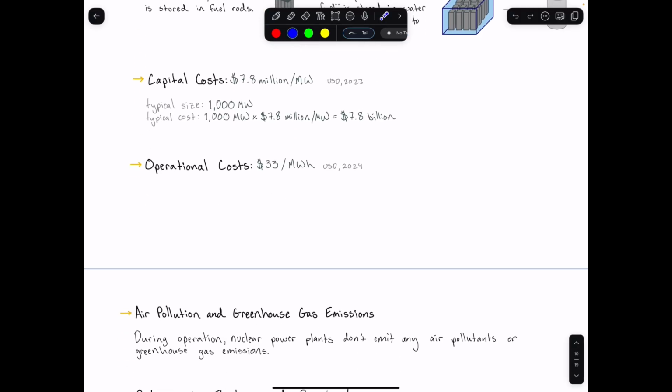So, the air pollution and greenhouse gas emissions. Because the electricity is being generated from heat released by nuclear fission rather than by combustion, nuclear power plants don't produce any air pollutants or any greenhouse gas emissions during their operations. So this makes nuclear power one of the lowest emissions energy resources. But as discussed earlier, the primary health concern and the primary waste product from nuclear power plants is that spent nuclear fuel, which remains highly radioactive even after it has been used.